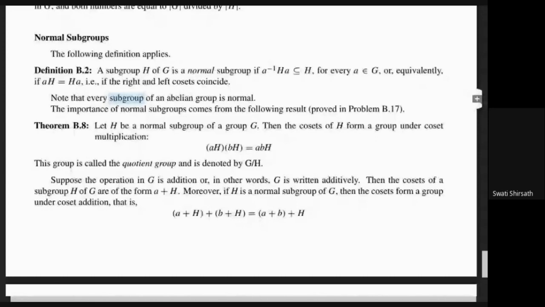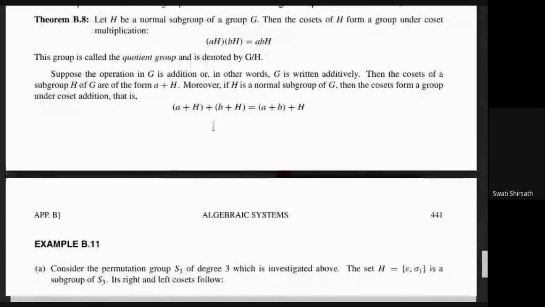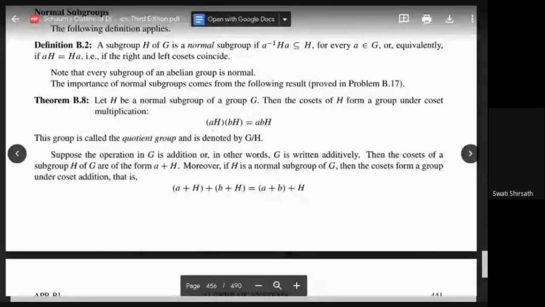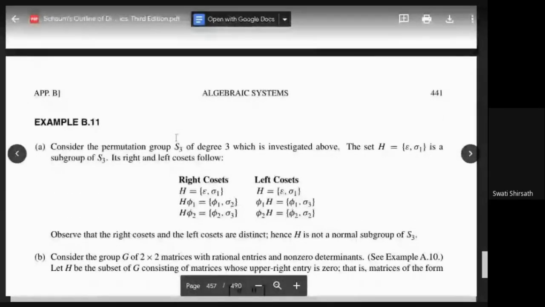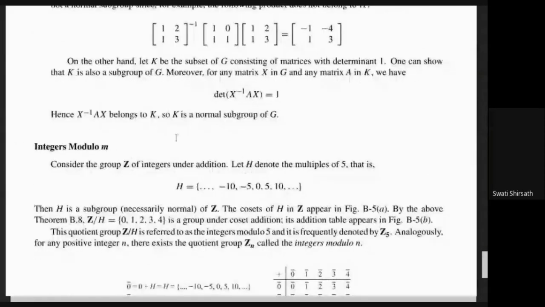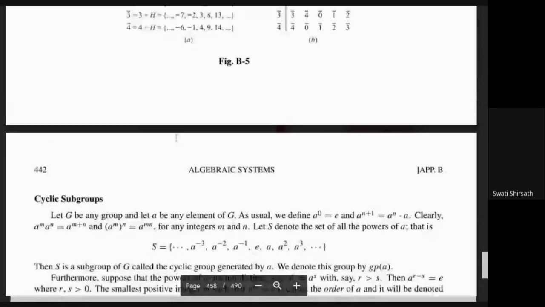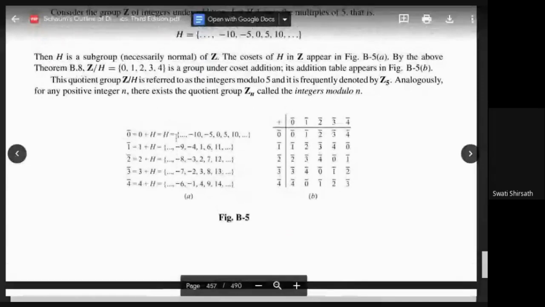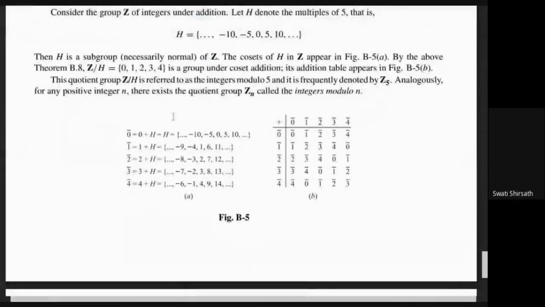Is there any doubt? No, ma'am. Okay. So those two examples we have solved, we are getting AH is equal to HA. Can we say they are the subgroup H is normal subgroup? Can we say that? See here, okay.